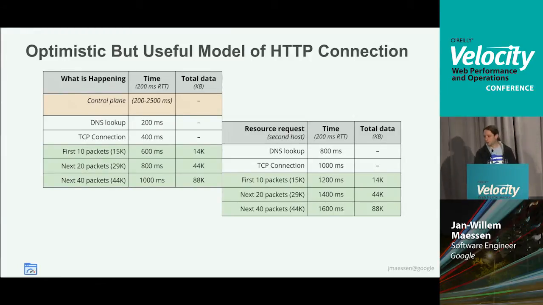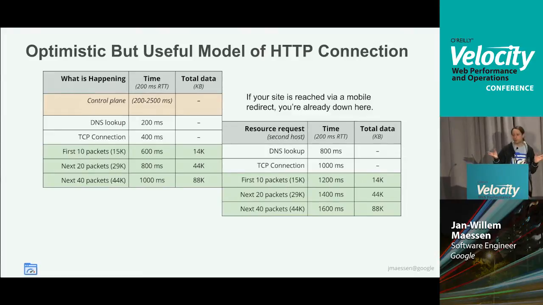Now, we could step back and say, well, all right, so DNS lookup has pretty high latency on mobile devices. We could just unshard all of our resources if we're talking to a mobile device. Oh, I should mention, if your site is reached via a mobile redirect, so if people go to your main page and you redirect them to m.yourdomain.com, you're already down there, right? The best they can hope for is waiting 1,000 milliseconds to even start getting your web page.